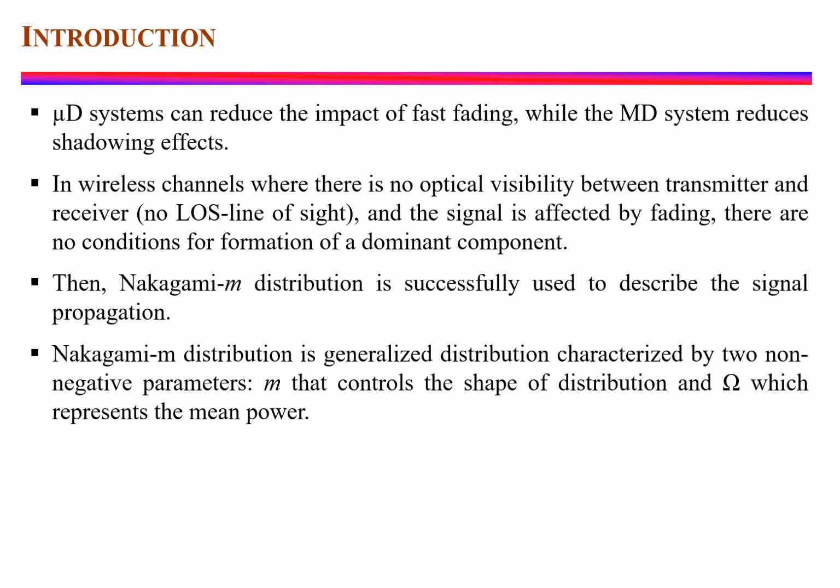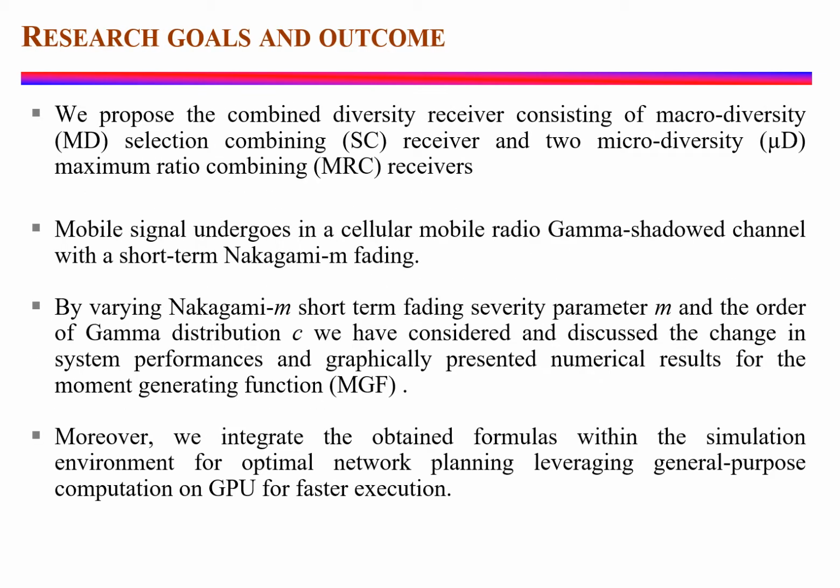Nakagami-m distribution is a generalized distribution characterized by two non-negative parameters, m that controls the shape of distribution and omega which represents the mean power. In this paper, we propose the combined diversity receiver consisting of macrodiversity selection combining receiver and two microdiversity maximum ratio combining receivers. Mobile signal undergoes in a cellular mobile radio gamma shadow channel with a short-term Nakagami-m fading.